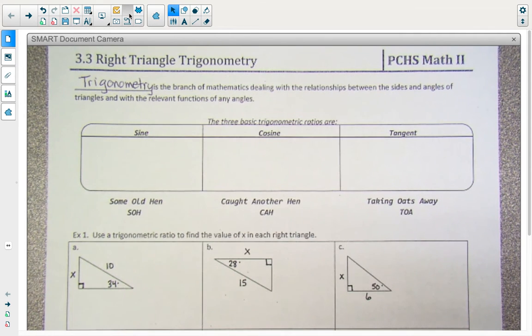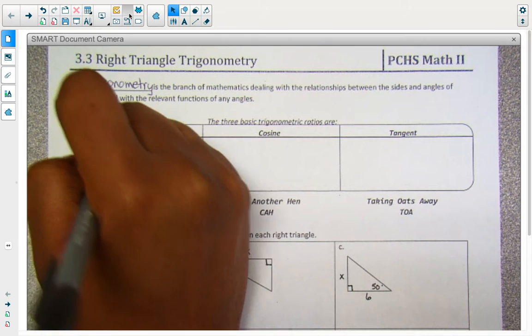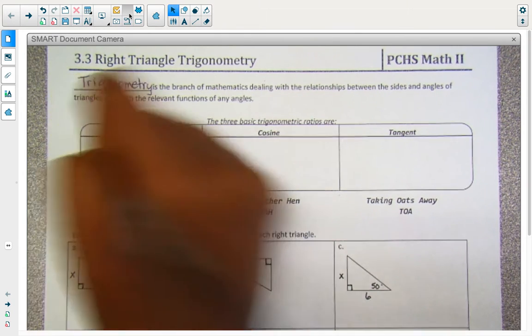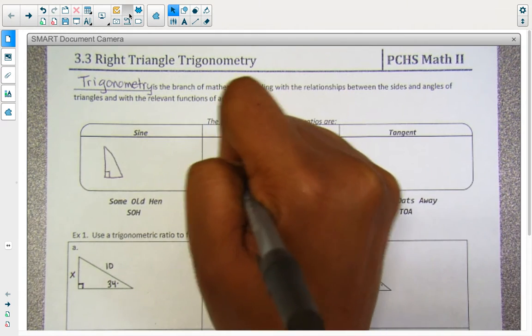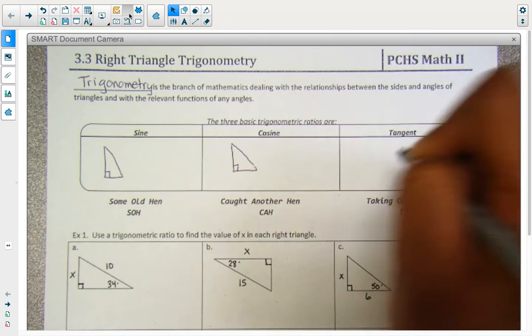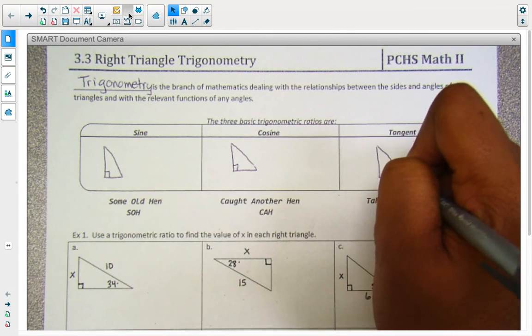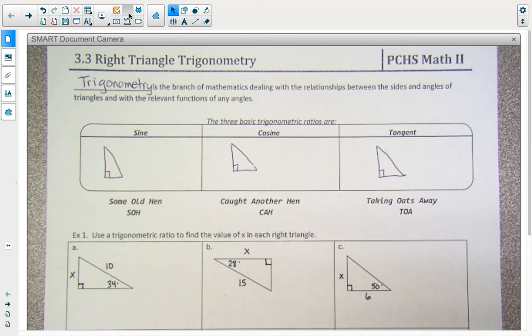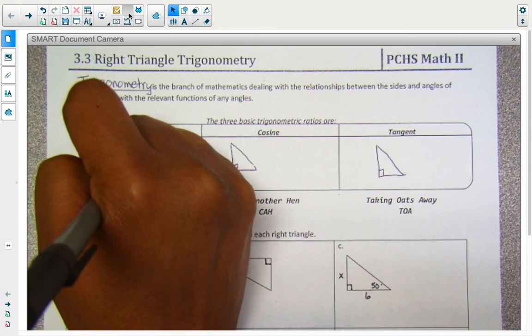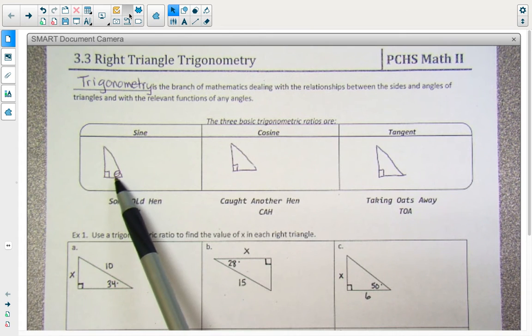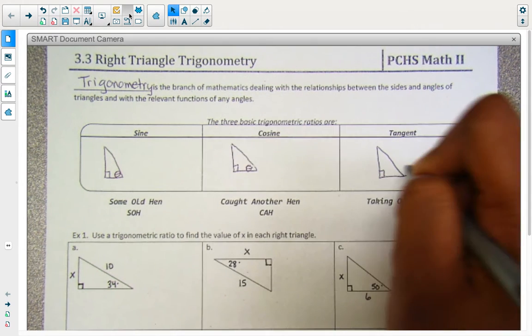I'm going to draw right triangles in all three of these. And I'll go ahead and do that for the rest of them. Okay, and we're going to have some angle. This angle is a circle with a line through it. That angle is called theta. Sometimes this angle may be represented with a variable, but I'm going to use theta, which is a Greek letter. Again, it's a small circle with a line through it, and it's called theta. And theta is an angle.